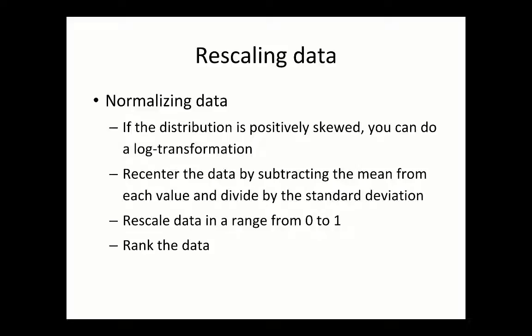Another method is to recenter the data by subtracting the mean from each value and dividing by the standard deviation. A third option is to rescale the data in a range from 0 to 1. A fourth option is to rank the data from lowest to highest.